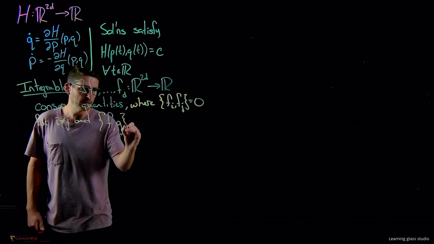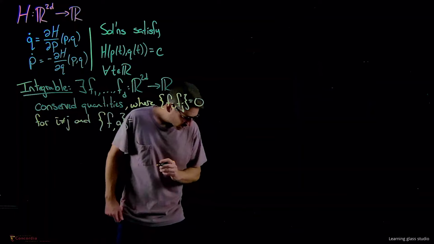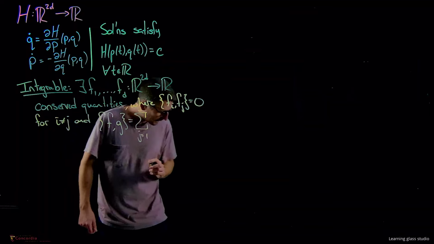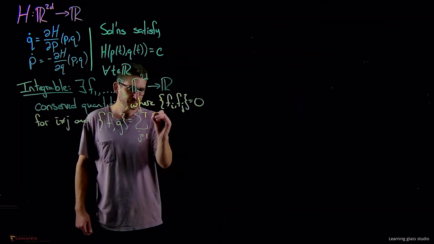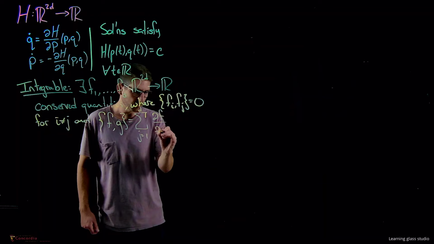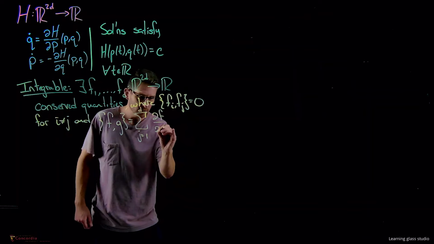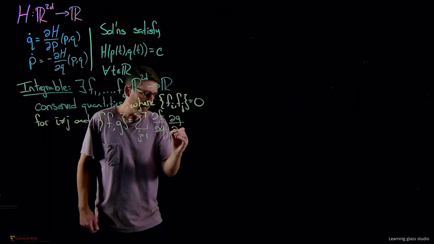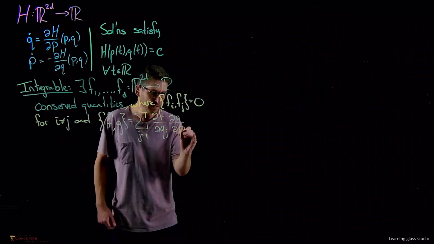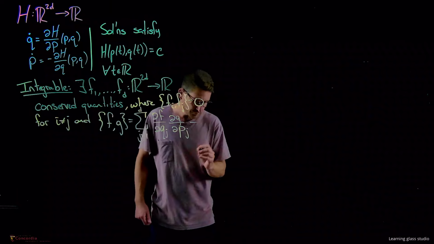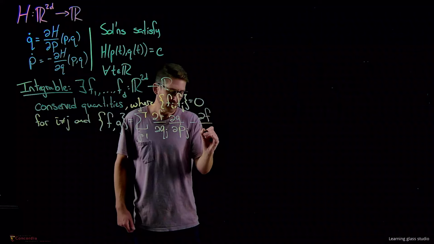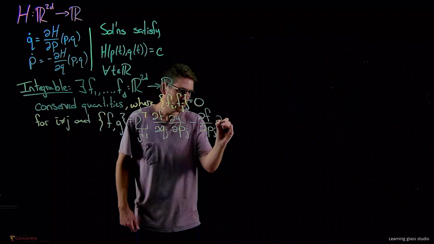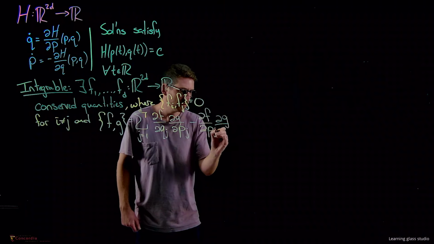{F, G} in this thing is going to be the summation over all of the variables, so j equals 1 to d, and then let's say partial of F with respect to qj, the jth component of q, times partial G with respect to the jth component of p, and then minus partial F with respect to pj. All right, so it's a little bit of accounting.